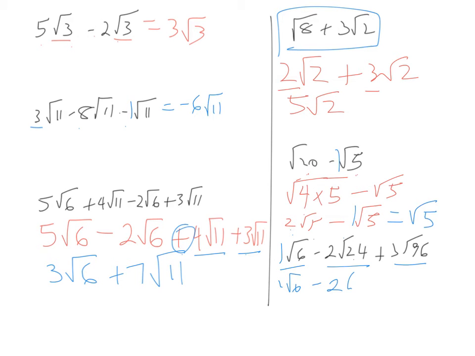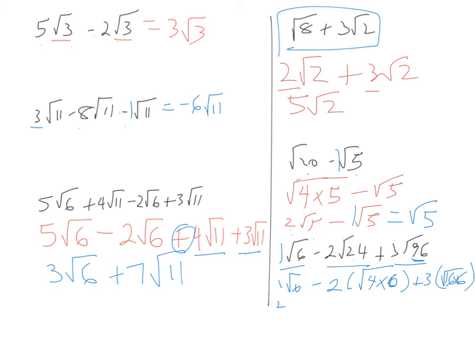This 24 can be written as the square root of 4 times 6. So 4 times 6. And then this, we'll put plus 3, and I'm going to do brackets 96. What's the biggest factor of 96 that's a perfect square? Well, it's 16. So we have 16 times 6. I'm going to close that off.